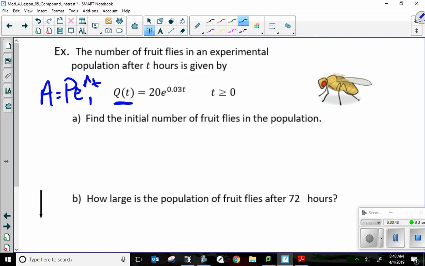Okay, wow, my board is stroking out already. So let's try that again. APERT. There it is. All right.